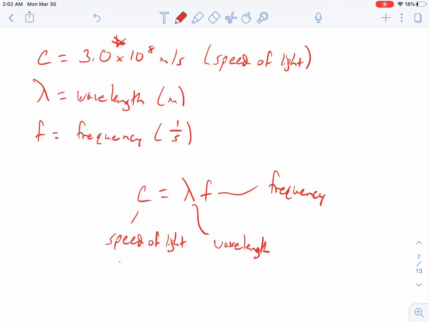Again, when we think about our units, c is going to be meters per second. Our wavelength is going to be meters. Our frequency is going to be 1 over second, or our hertz. So if we multiply meters by 1 over second, we're going to get the meters per second that we see on our left side. That says velocity, the speed of light.